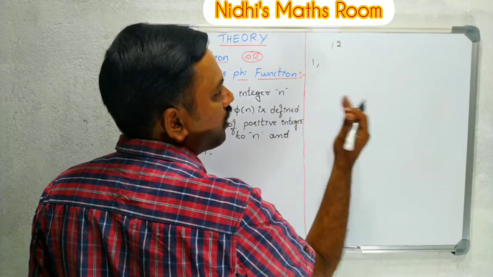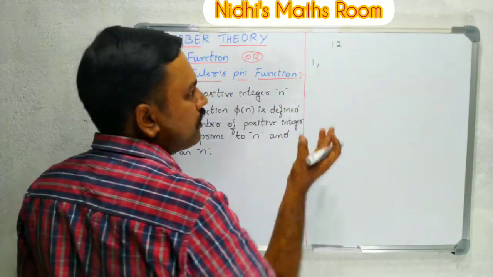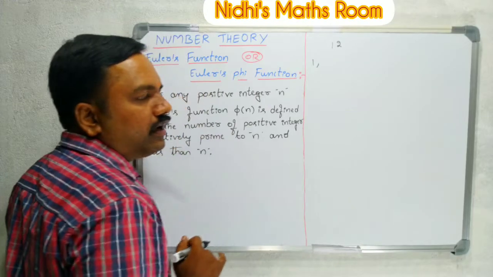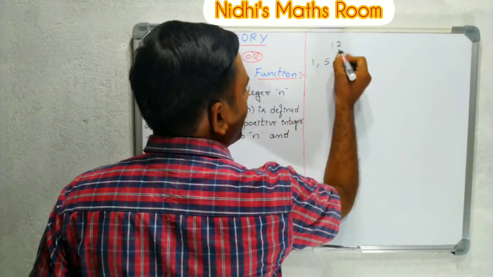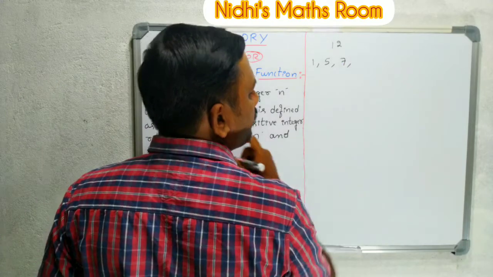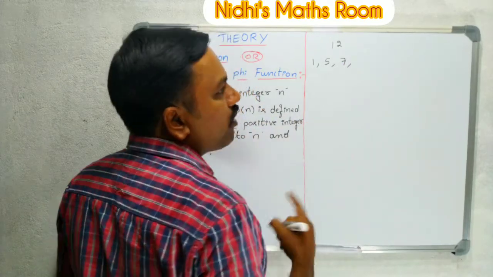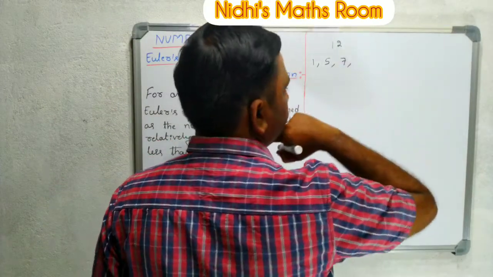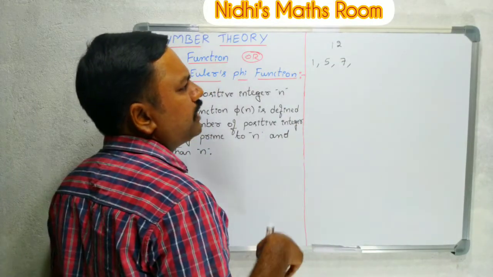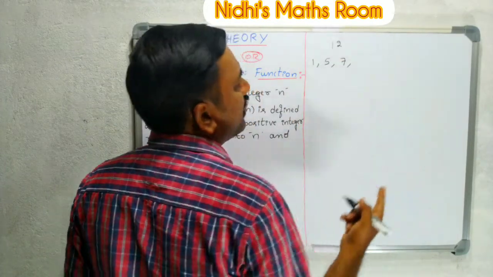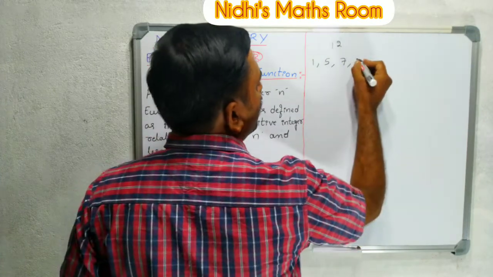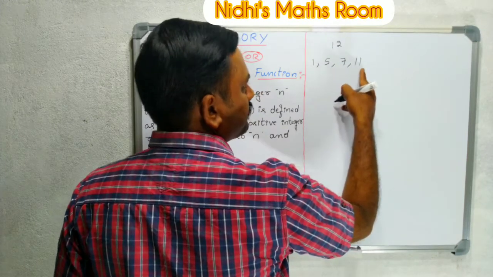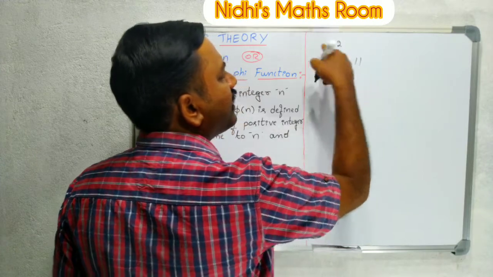2, 3, 4 are not prime to 12 because 2 divides 12, 3 also divides 12, 4 also divides 12. Next, 5 is relatively prime to 12, 7 is relatively prime to 12, 8 and 12 are commonly divided by 2 and 4. Next, 9 and 12 are commonly divided by 3. Next, 10 and 12 are commonly divided by 2. So 11. 1, 5, 7, 11 are relatively prime to 12 and less than 12.